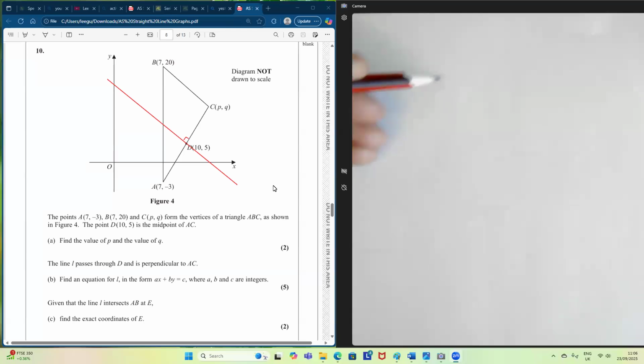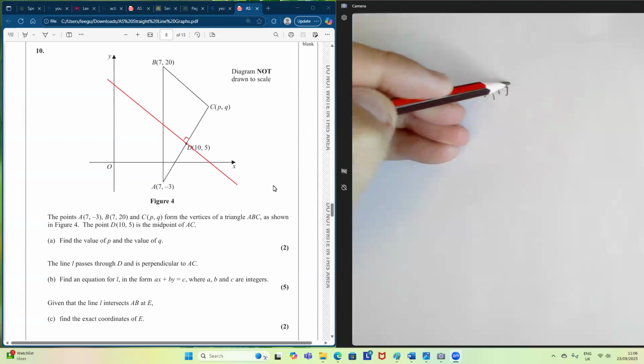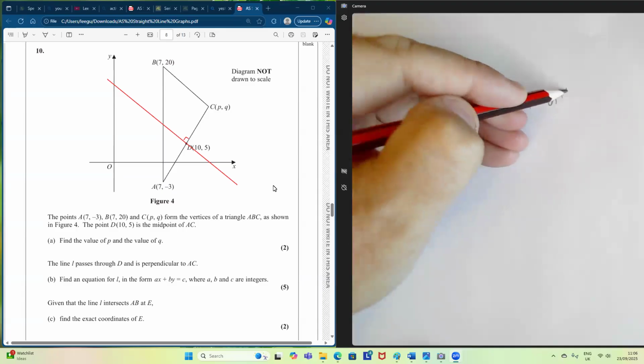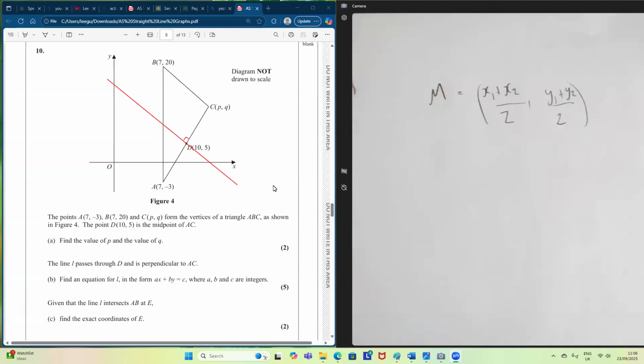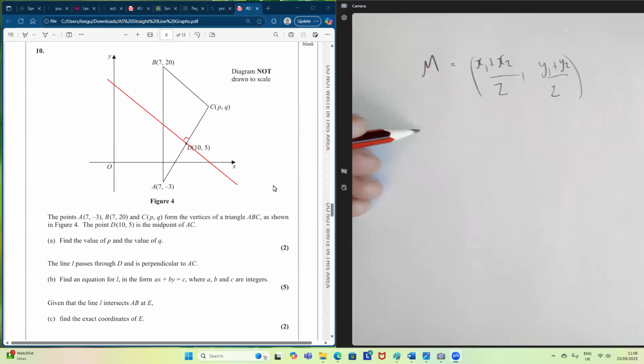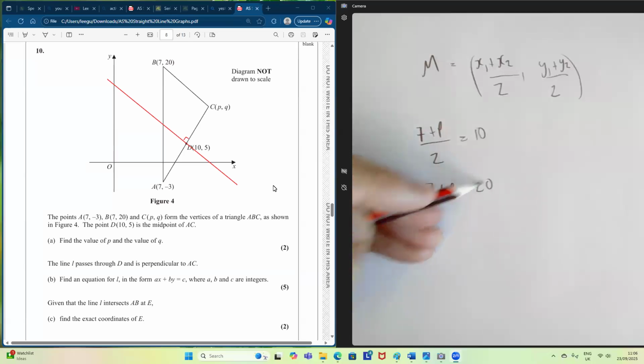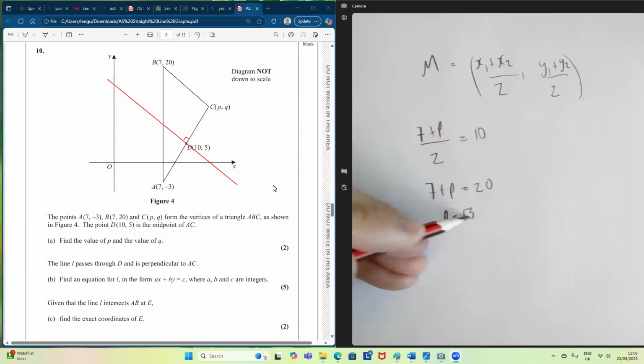Now, the midpoint formula, as you might remember, is that the midpoint is equal to (x1 + x2)/2, and then (y1 + y2)/2, like that. So let's use that piece of information to find the midpoint. We'll deal with the x coordinate first. We have that (7 + p)/2 is equal to 10. So therefore 7 + p is equal to 20, so therefore p is equal to 13.